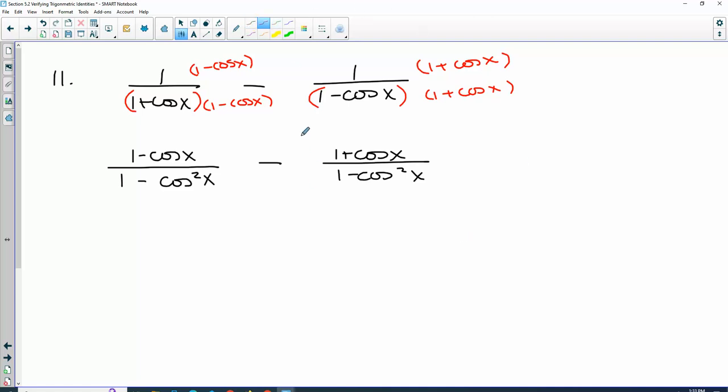If we want to subtract fractions, they have to have the same denominator. We distribute that negative. So when I put them together, a positive 1 and a negative 1 will cancel. Negative cosine x and negative cosine x is negative 2 cosine x. What is 1 minus cosine squared?